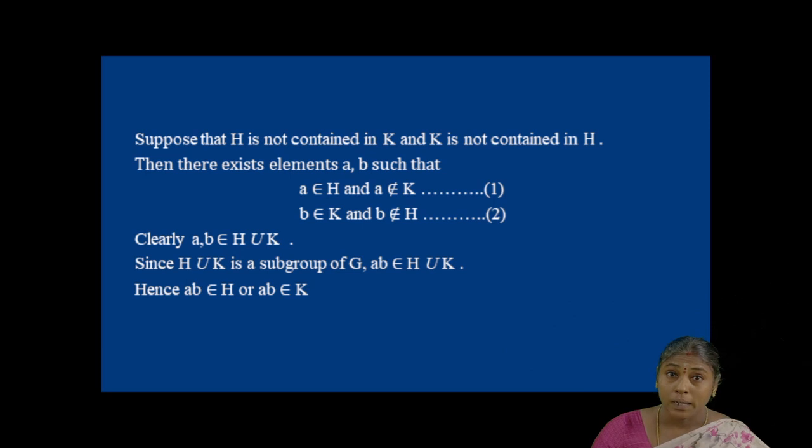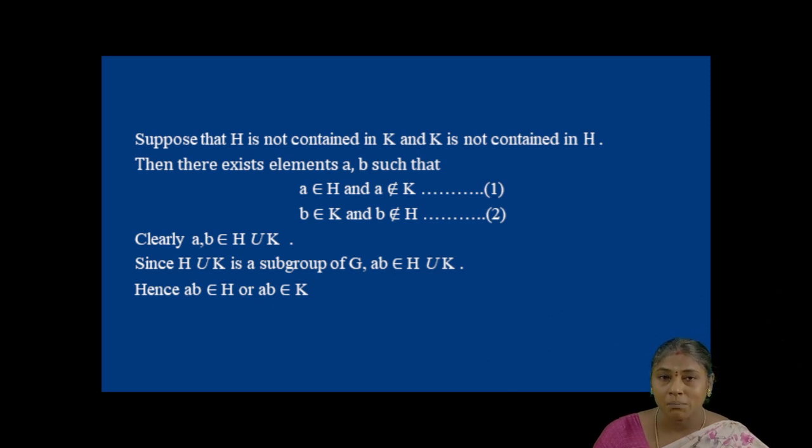So we have to prove that H is contained in K or K is contained in H. Now we are going to assume the opposite case. That is, suppose H is not contained in K and K is not contained in H. We have to prove H is a subset of K or K is a subset of H, but we are going to assume it the opposite way: K is not contained in H and H is not contained in K.